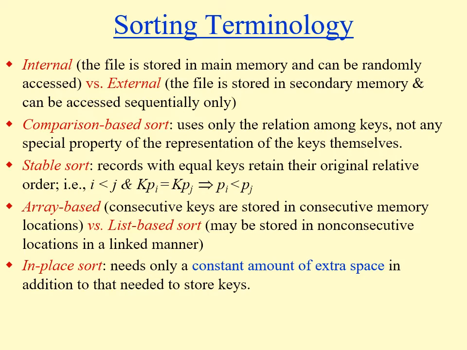Okay, let's look at the last terminology: array-based and list-based. We mentioned this before when we talked about internal and external sorting. Array-based, you can do random access. List-based, you can only do sequential access. That means how you save the original sequence. If you save them into an array, that's array-based sorting.